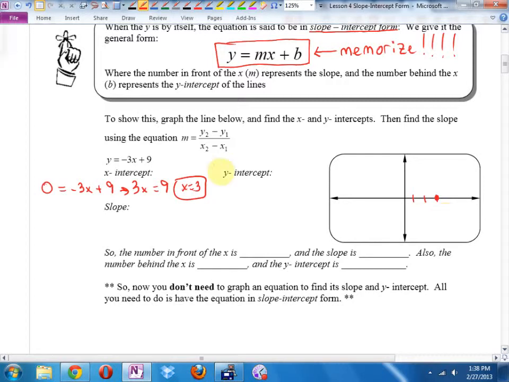What about the y-intercept? Well, to do the y-intercept, I let the x be 0. I'll get y equals negative 3 times 0 plus 9. What is negative 3 times 0? I really get y equals plus 9. Y equals 9. The y-intercept is at 9. The x-intercept is at 3.